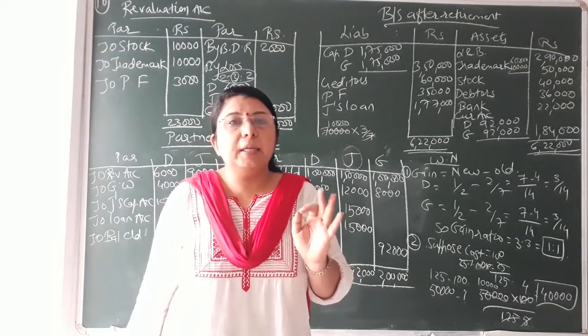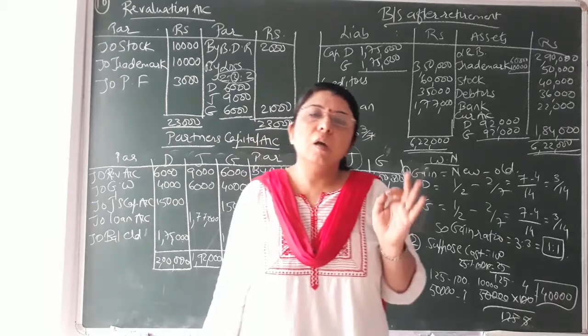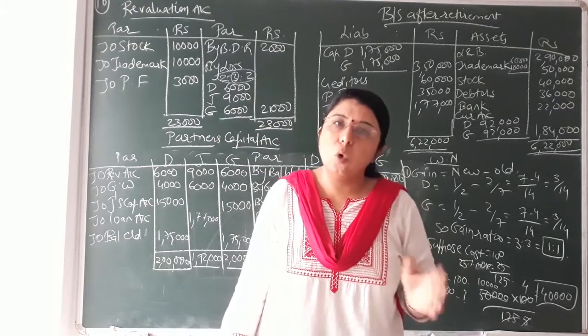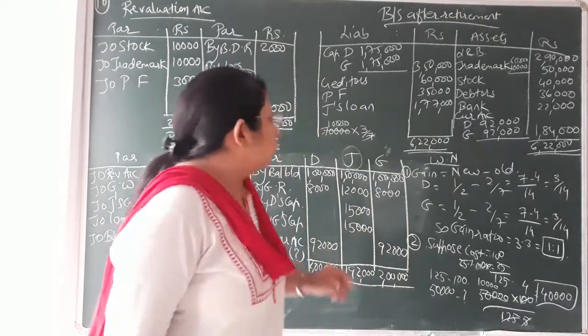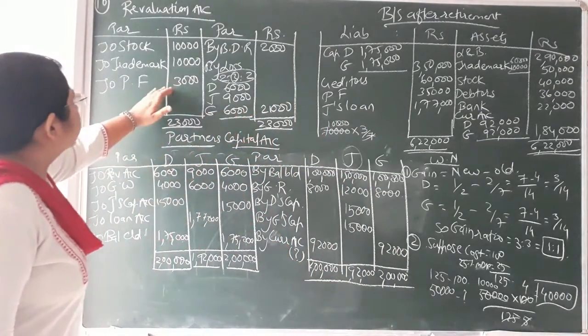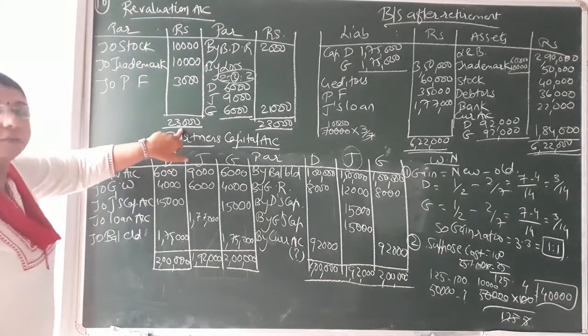Now we have to maintain the capital of the continuing partners as per their old capital. So first of all we have to close the revaluation account. You can see on the debit side of the revaluation account the total is coming to 23,000.